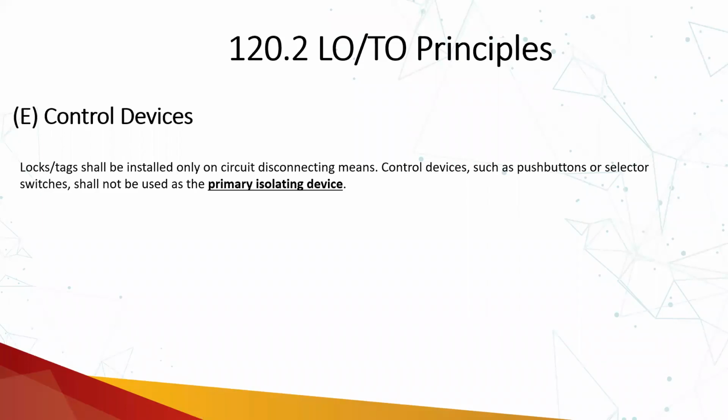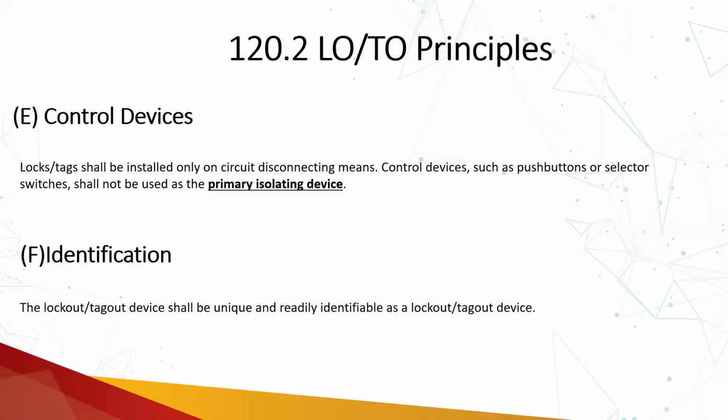So those are basically mechanically opening and closing, right? So circuit breakers or MCB or MCCB, in which you are operating some lever and that is causing the physical or practical breakage of the contacts. So locks and tags shall be installed only on circuit disconnecting means. The control devices such as push buttons or selector switches shall not be used as the primary isolating device. Then it talks about the identification.